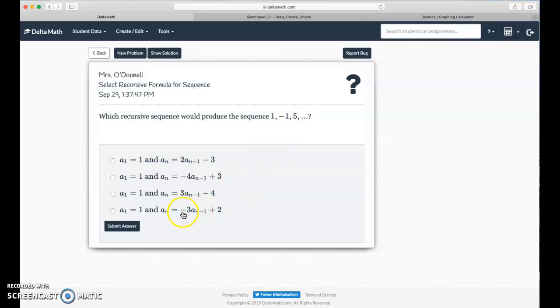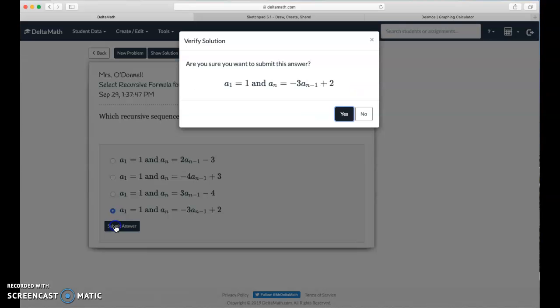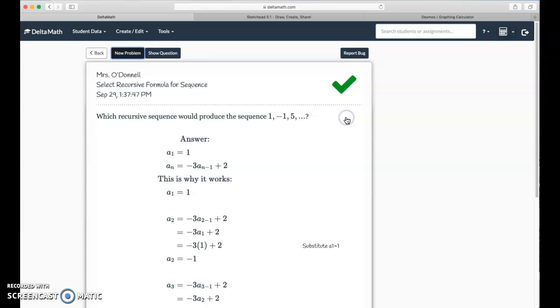All right, last one, hopefully this one works, right? -3 times 1 is -3, plus 2 gives me -1. -3 times -1 is +3, plus 2 is 5. So that last one worked. Go ahead and submit. Yes. Awesome. And that's how you use a recursive formula for a sequence.